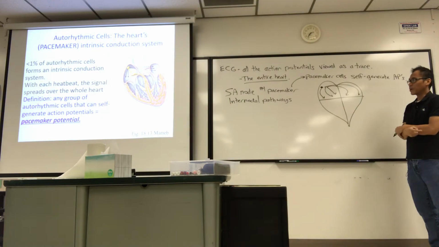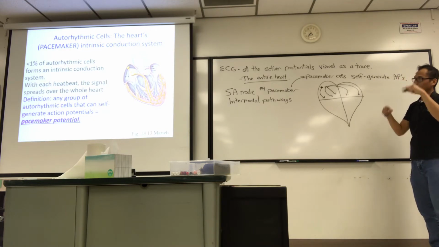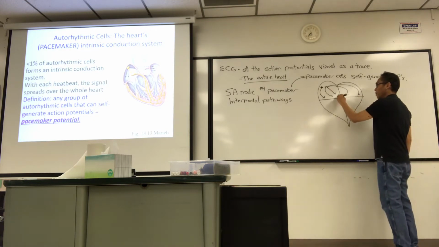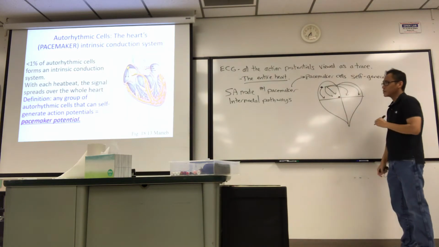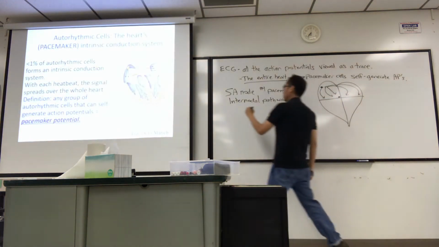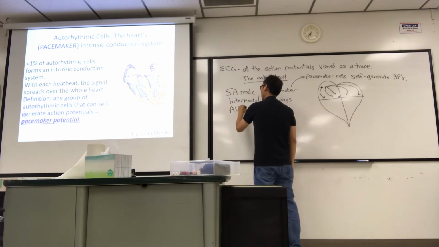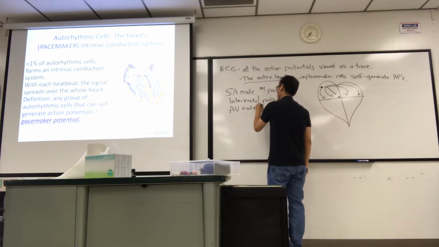The signal is just spreading throughout the heart. First through the atria, then through the ventricles. So it's called internodal pathways because you go from node to node. You go from the number one pacemaker to the number two pacemaker, which is about right here. Let's call this the AV node, atrioventricular node.